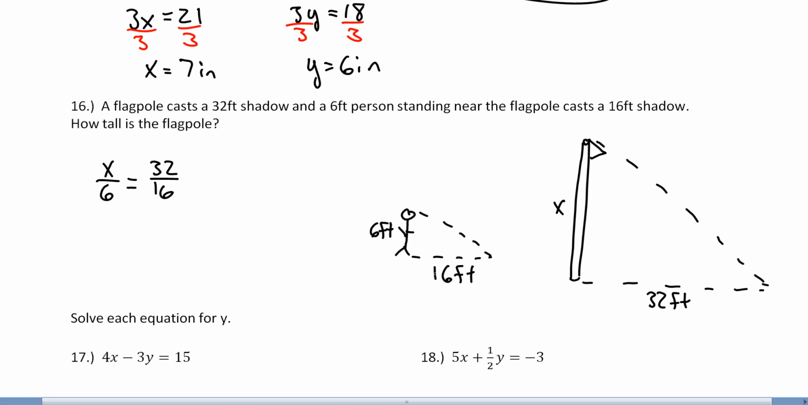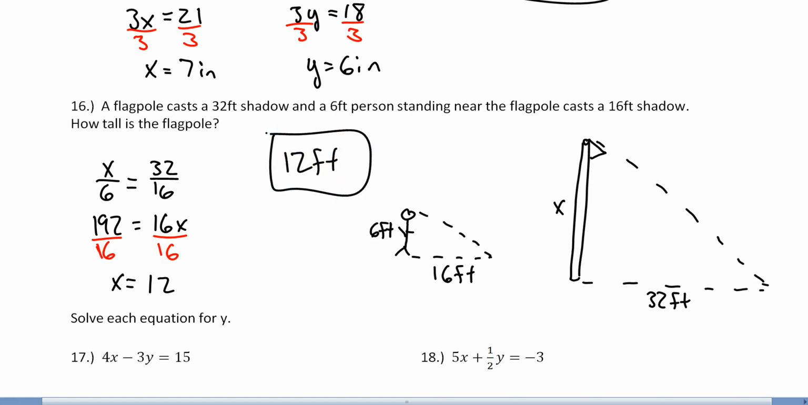We're going to go ahead and cross multiply. So I cross multiply, I get 192 equals 16x, and now I divide each side by that 16. And so when I do that, I end up with x equals, let me use my calculator for this one. Looks like 12. All right, so the flagpole is 12 feet tall. Alrighty?